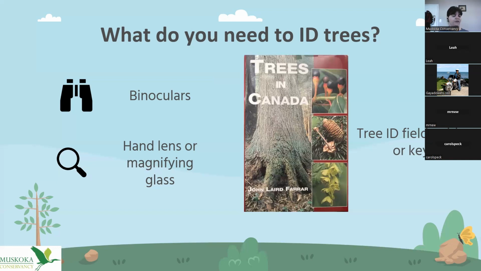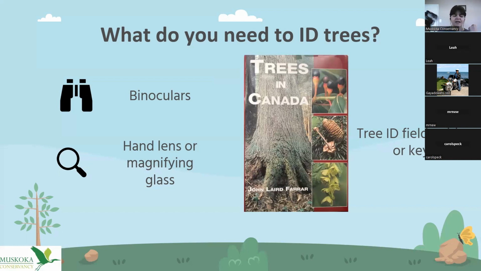Another thing that can be helpful, when looking at young trees where you can actually see the twigs and leaves, is a hand lens. I've got one with me here today. You can just get one online. They're sold in multiple different places.